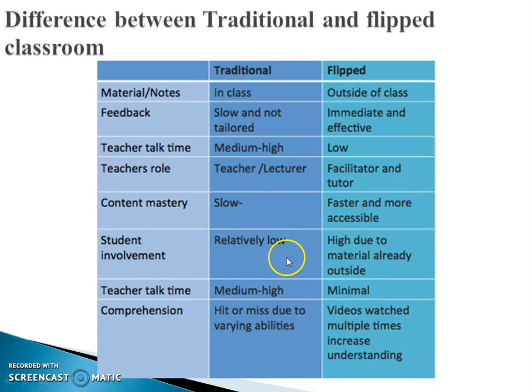Student involvement is relatively low in traditional class. In flipped class, it is high due to material already given outside the class. Comprehension is hit or miss due to varying abilities of the students. But in flipped classrooms, the videos are watched multiple times depending upon the ability of the students to understand.